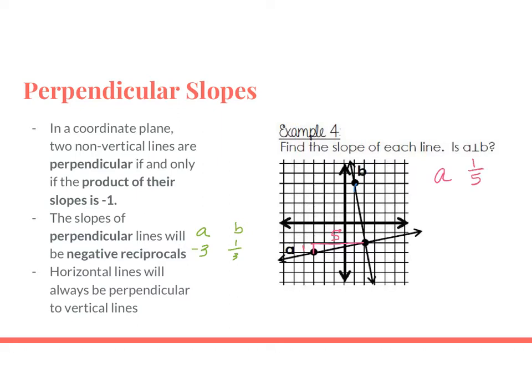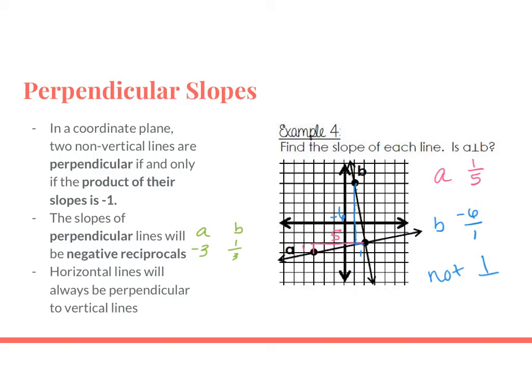Line B, I'm going to come down 1, 2, 3, 4, 5, 6, and over 1. So these, unfortunately, are not negative reciprocals or giving me a product of negative 1. Because if I were to multiply these, I would get negative 6 over 5 instead of negative 1. So these are not perpendicular, nor are they parallel. They're just intersecting, which is fine.